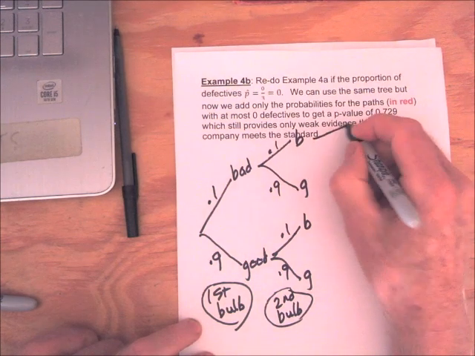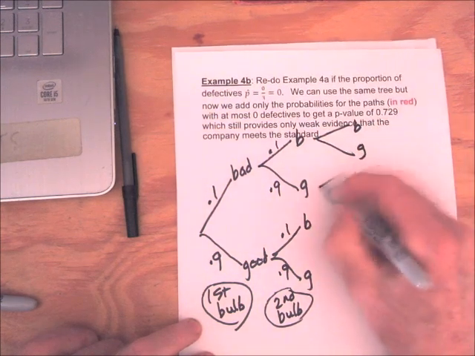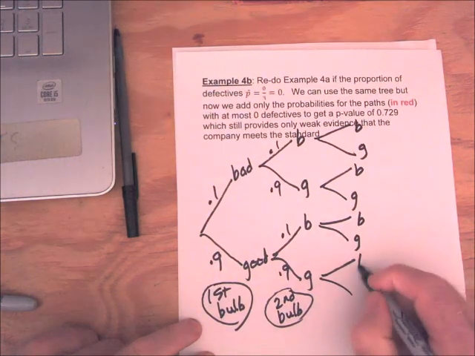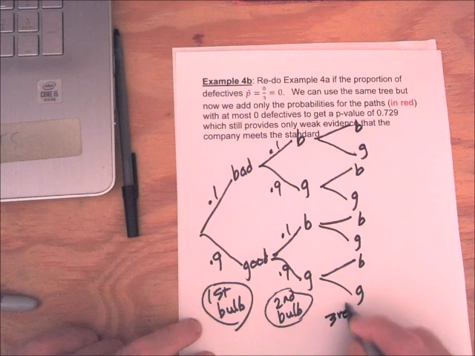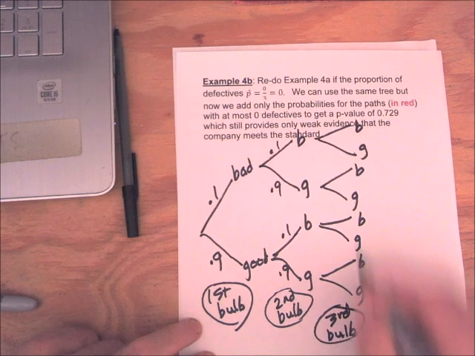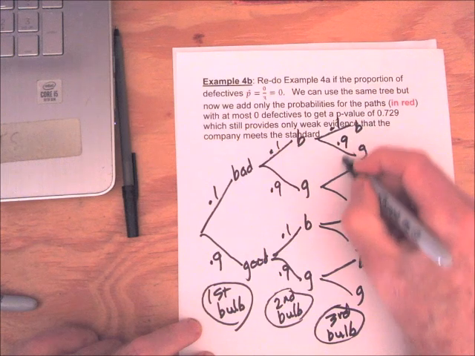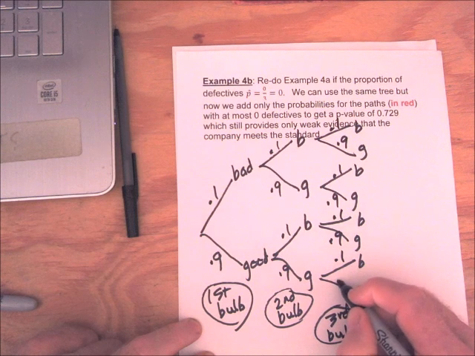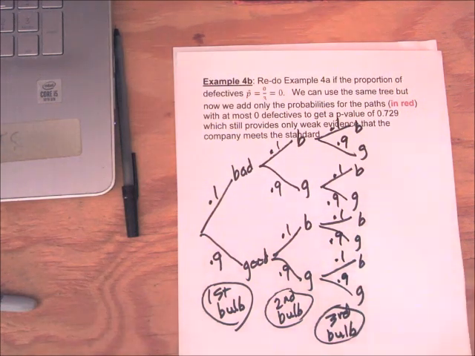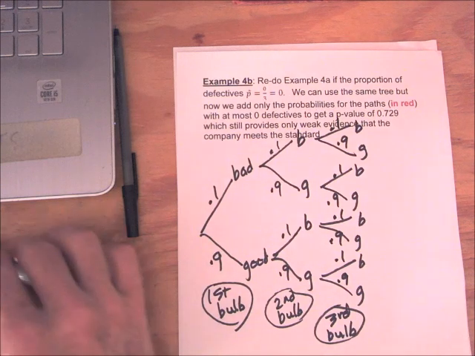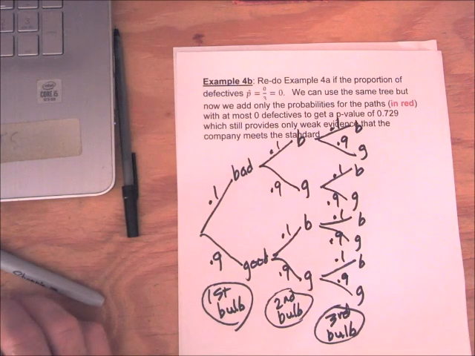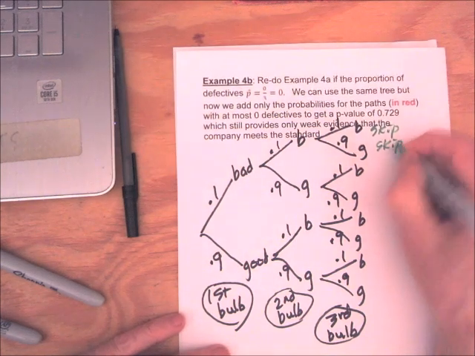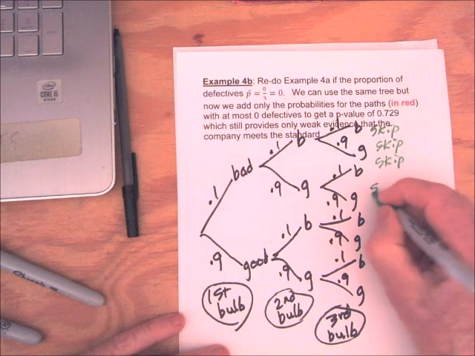Okay, third bulb is also either bad or good. Third bulb. Probabilities are 0.1, 0.9, 0.1, 0.9, 0.1, 0.9, 0.9. Okay, so we want the paths with at most 0 defectives. So there's only one path. We can skip the top 7 paths here. We skip all these paths here. We only need the path where we have at most 0 defectives.